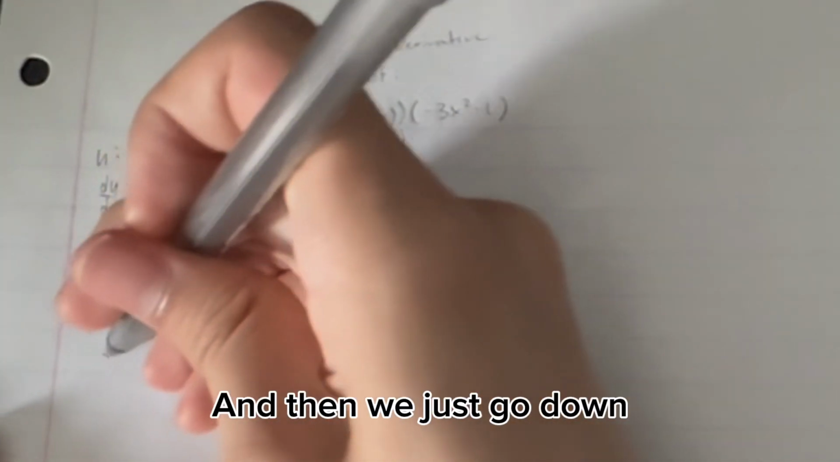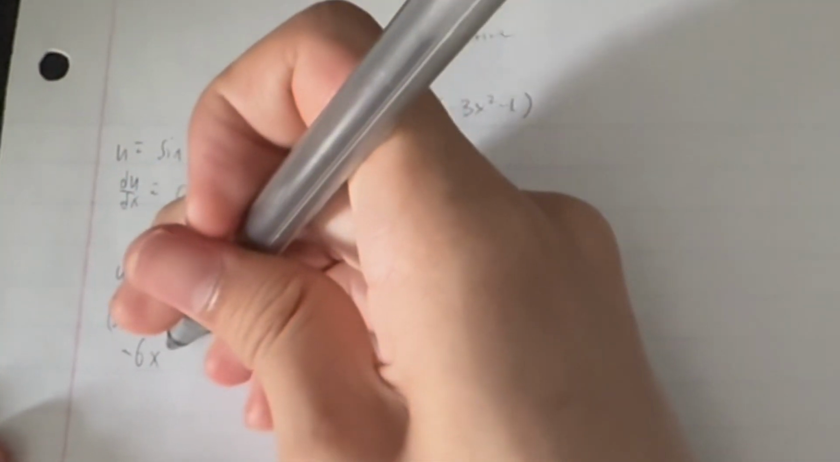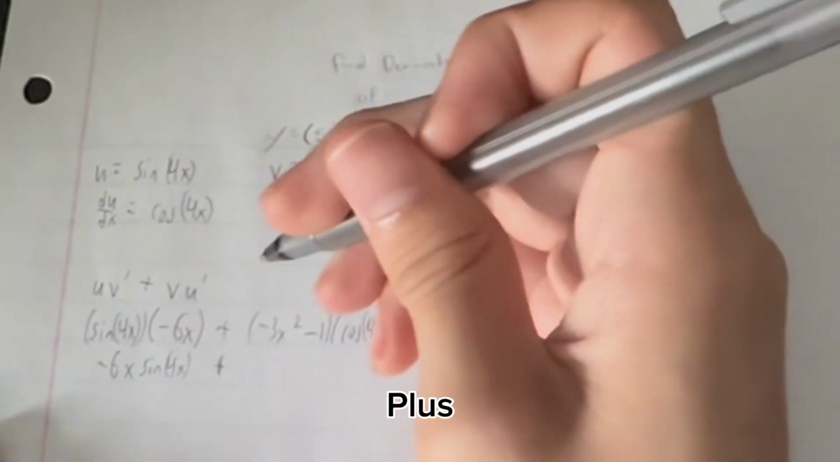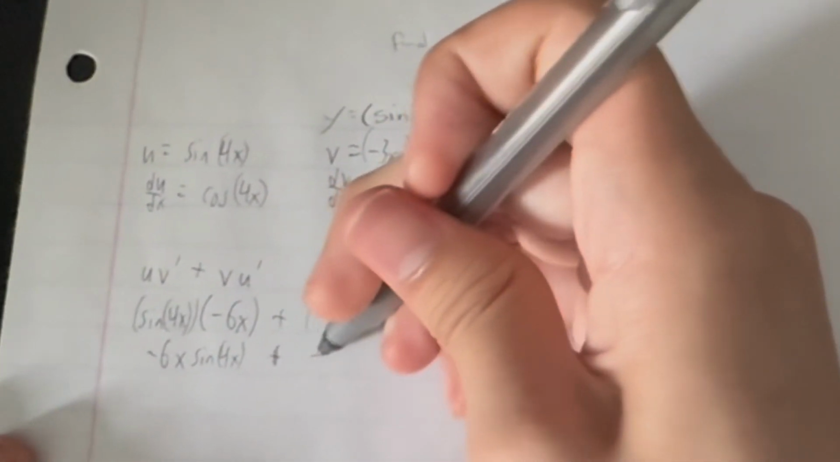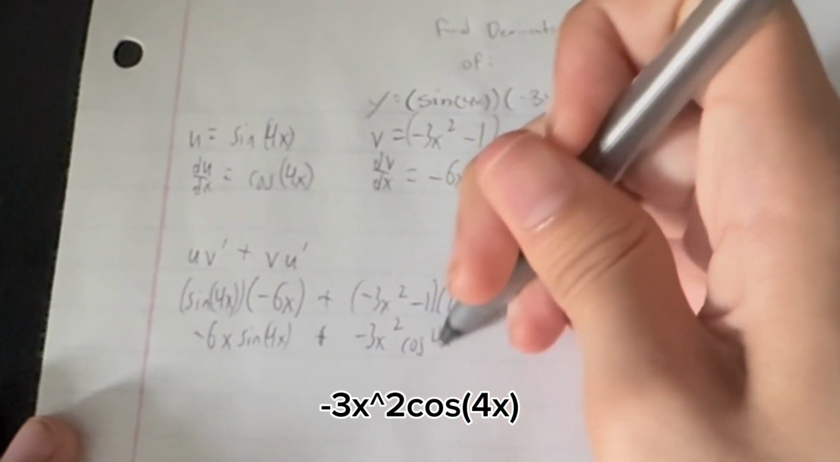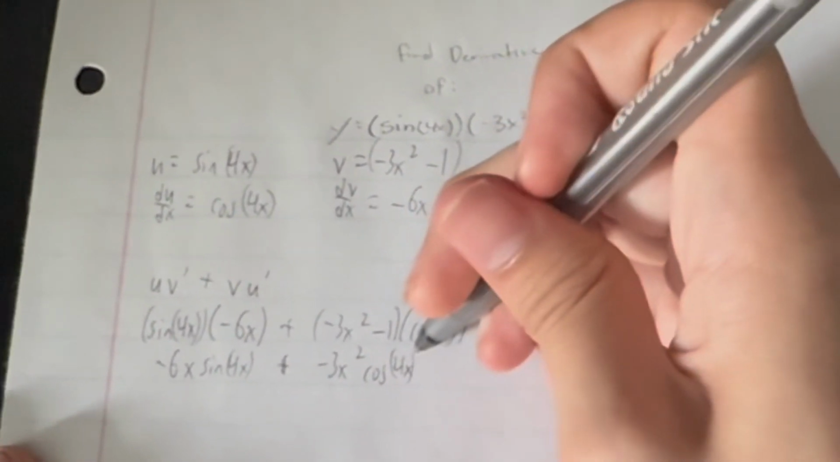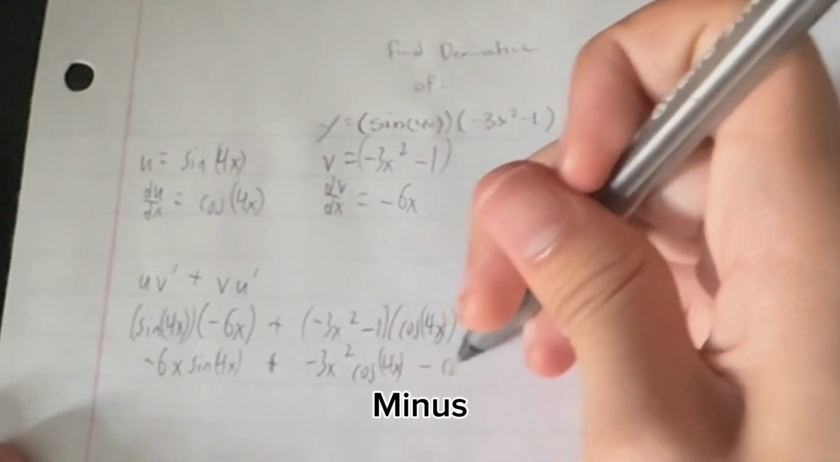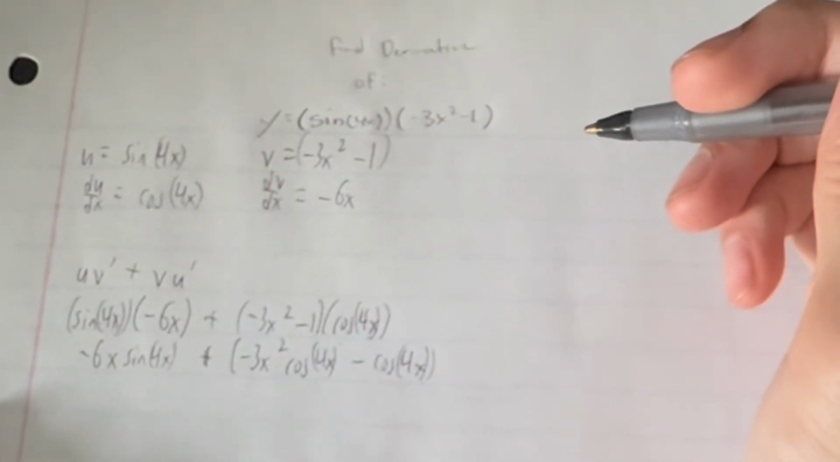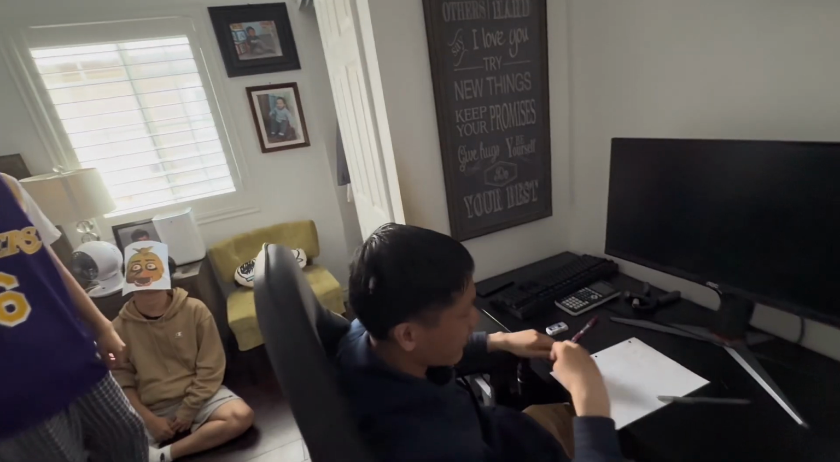And then we just simply go down like this, just multiply them, plus x squared cosine 4x minus cosine 4x. I'd say that's correct. Mister, I'm done.